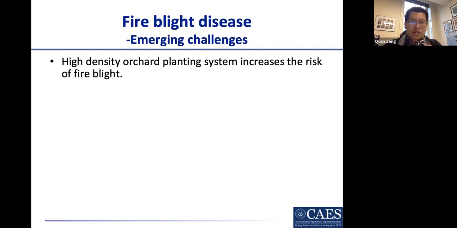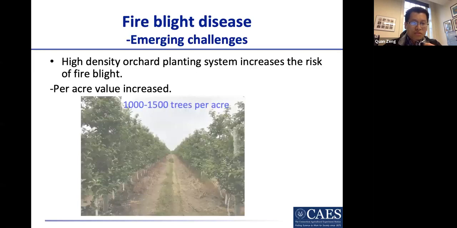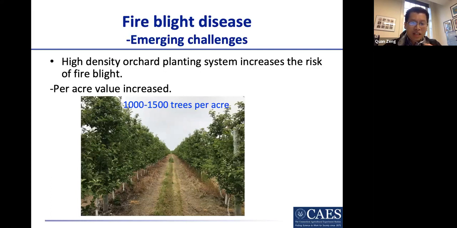The high density planting obviously significantly increased our efficiency in fruit production and also improved the fruit quality. But at the same time, it also increases the risk of fire blight for a number of reasons. Number one is that the per acre value of a high density orchard is much higher than a traditional orchard. In the high density setting, more than 1,000 trees are densely packed in an acre of land, compared to about 200 to 300 trees per acre in a traditional planting. If you consider one tree would usually cost about $15 just for trees alone, an acre of high density orchard would easily cost you up to $20,000, which is about four times higher than the traditional planting.